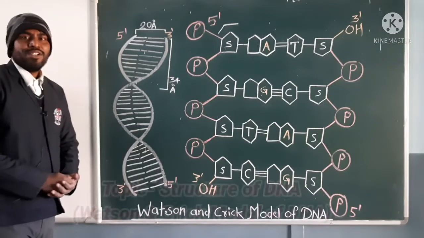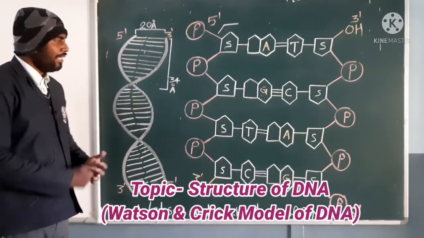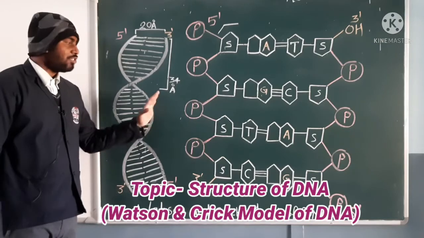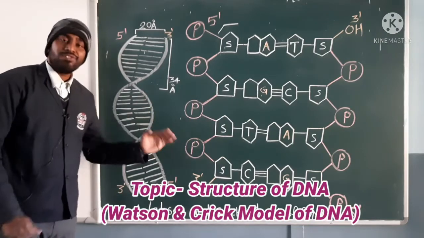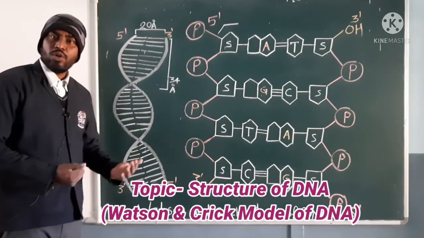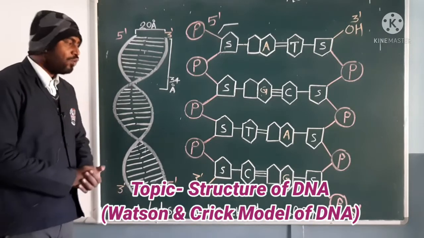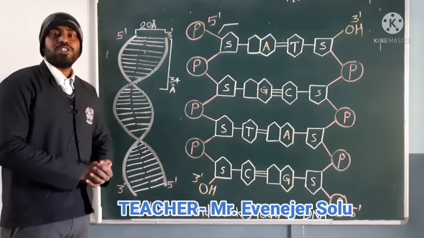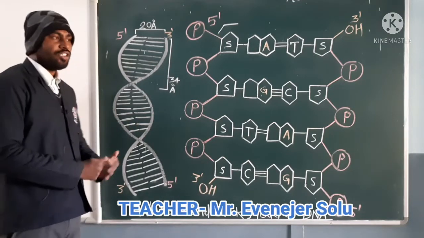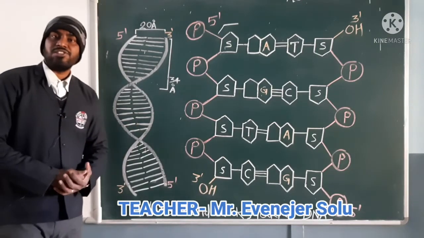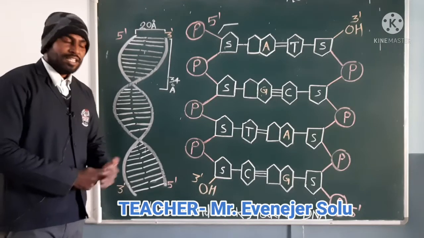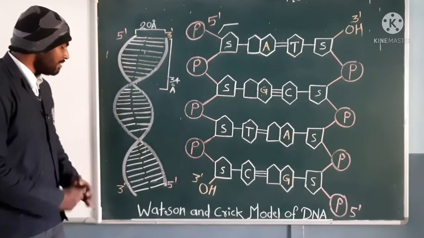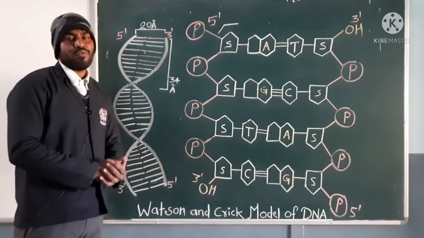Hello students, today we are going to study the next topic, and the topic is the structure of DNA. To study the structure of DNA, deoxyribonucleic acid, we have to study the best valid model, which is proposed by two respected scientists, Sir James Watson and Sir Francis Henry Crichton Crick. This model of DNA is best known as the Watson and Crick model of DNA.